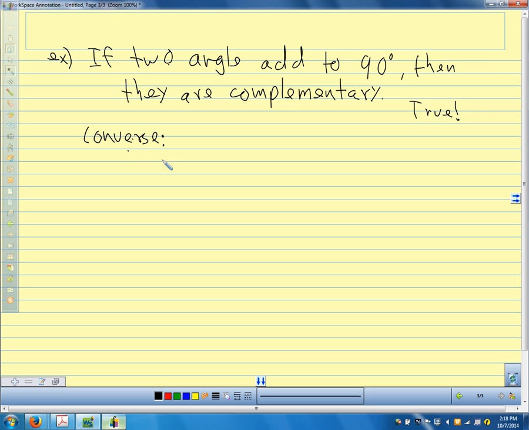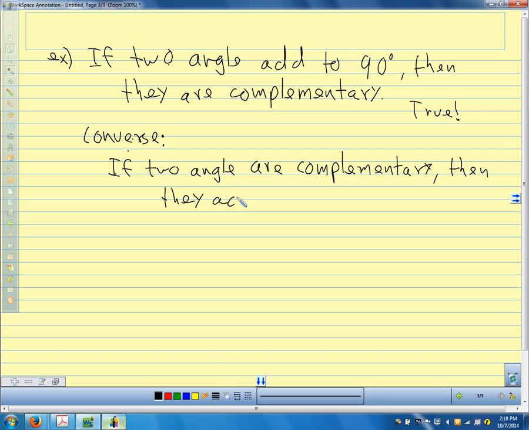So what do we do for our converse? How do we form a converse? Turn them around, change the order. So if two angles are complementary, then they add to 90 degrees. Is that true? If two angles are complementary, then their measures add up to 90 degrees? Yeah?